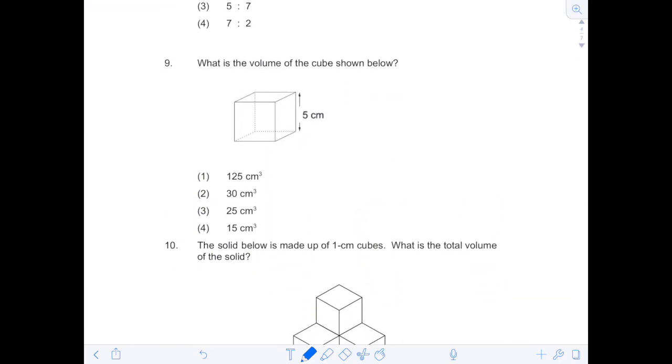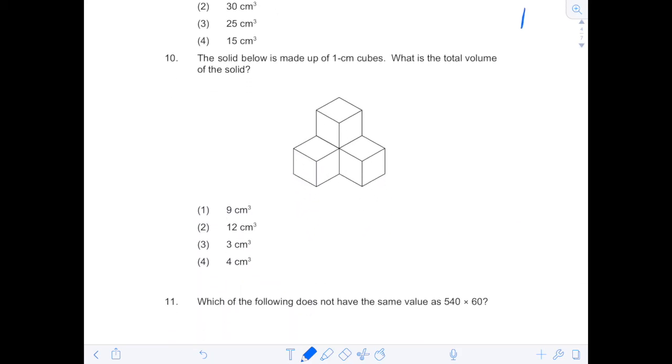What is the volume of the cube shown below? Alright, properties of a cube, length, breadth, height are the same. So you're going to have 5 cm times 5 cm times 5 cm. This would be the formula for volume. And this will give you 125 cubic cm. Alright, so it should be number 1.